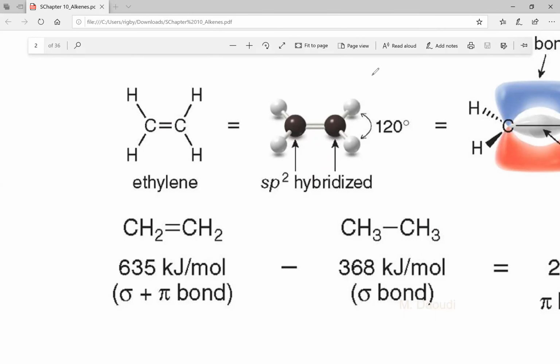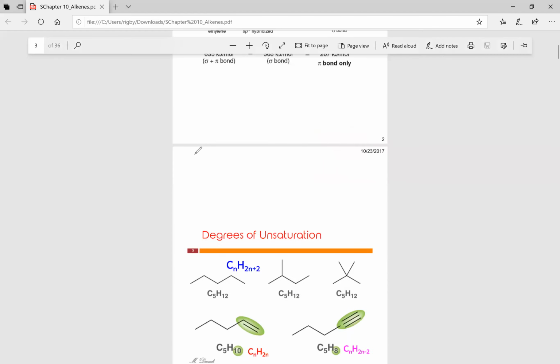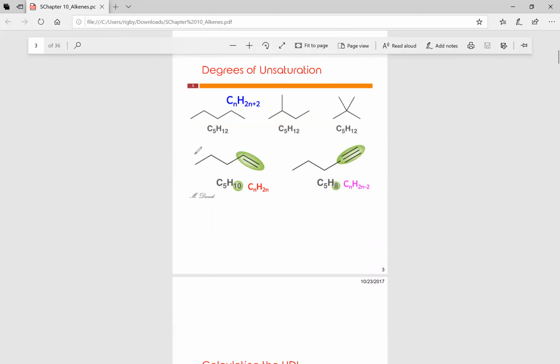What's important to note here is that the sigma bond is hard to break, whereas the pi bond is a little bit easier to break. So what that means is we have what can be considered an extra pair of electrons in the pi bond, which is what we are going to be talking about as far as reactions go in this chapter. So let's move on a little bit to degrees of unsaturation.